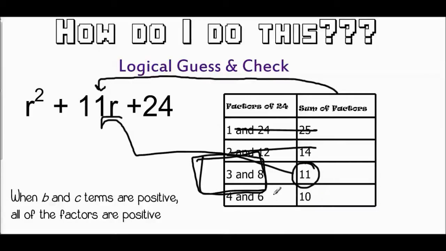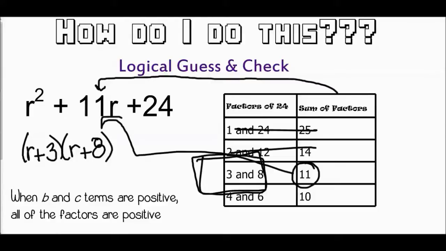And so, another point of having a logical guess and check is when the B and C terms are positive. When I have positive 11, positive 24, then everything is positive and I don't have to worry about negatives. But those are going to be some examples we're going to look at next. So since I know that 3 and 8 are the factors, I can put those into my parentheses. It's going to be r plus 3 because it's a positive 3 and r plus 8.